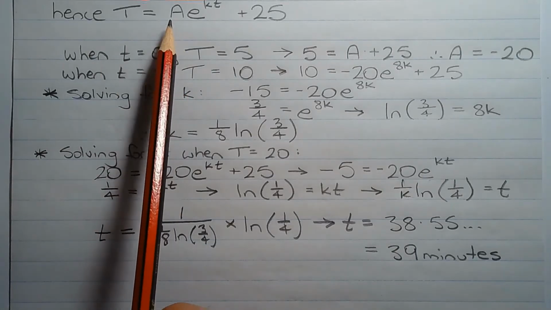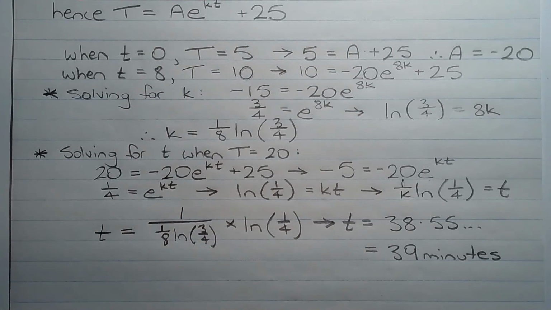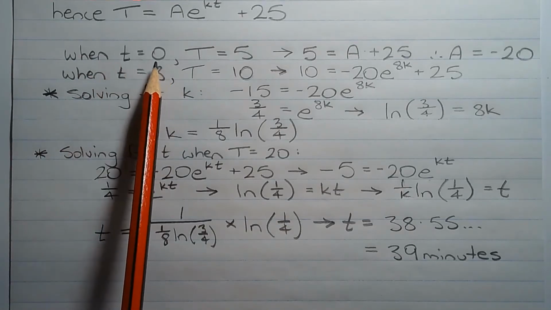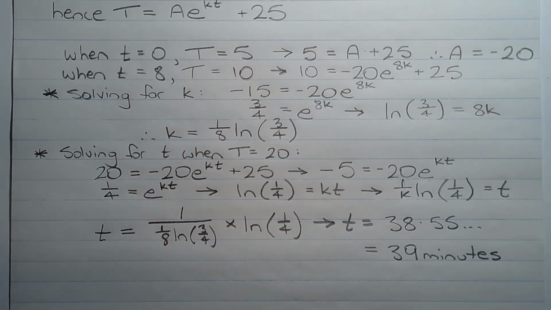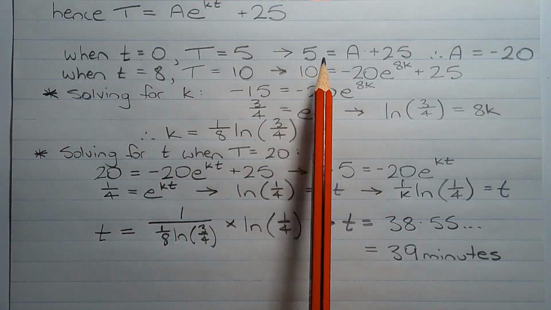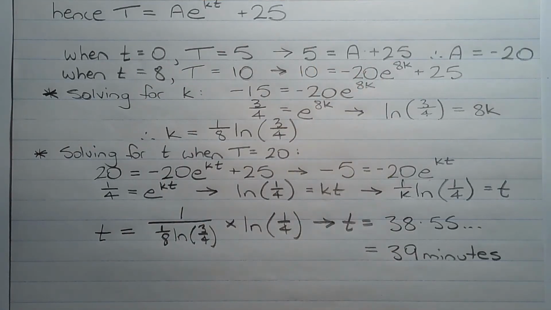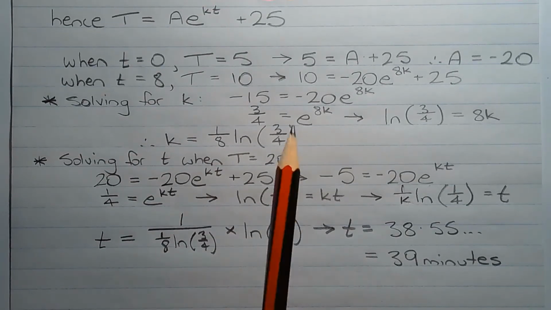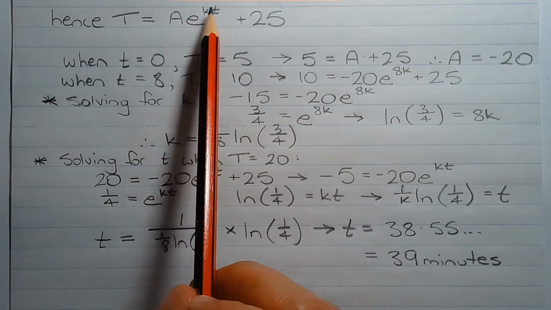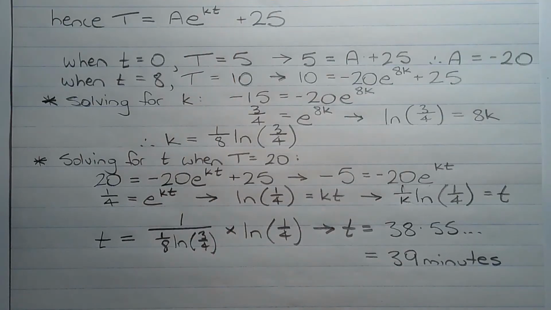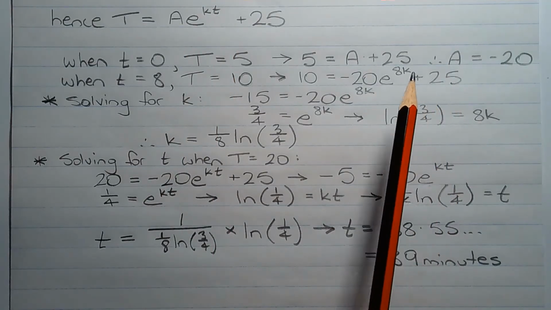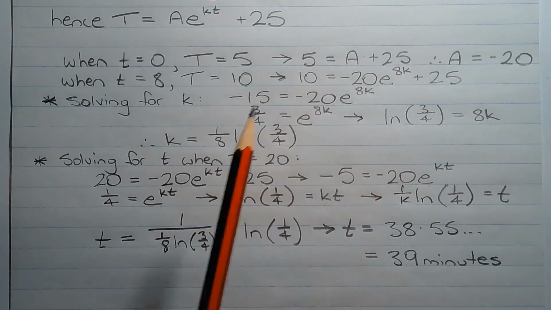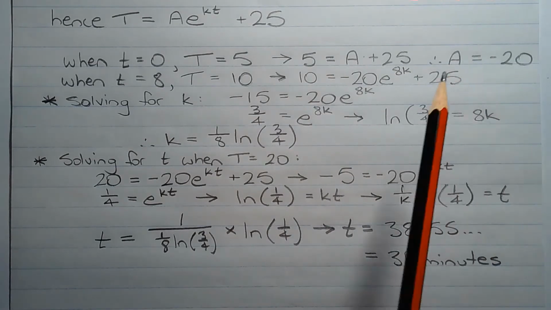Now to determine the value of the coefficient capital A. When t equals 0, capital T equals 5. So the initial temperature of the bottle is 5 degrees. So substituting these values into this equation, we get 5 is equal to A plus 25. Now e to the power of kt, where t is 0, so that's e to the power of 0, is equal to 1. So now we can solve for A. So subtracting 25 from both sides, we get A is equal to negative 20.